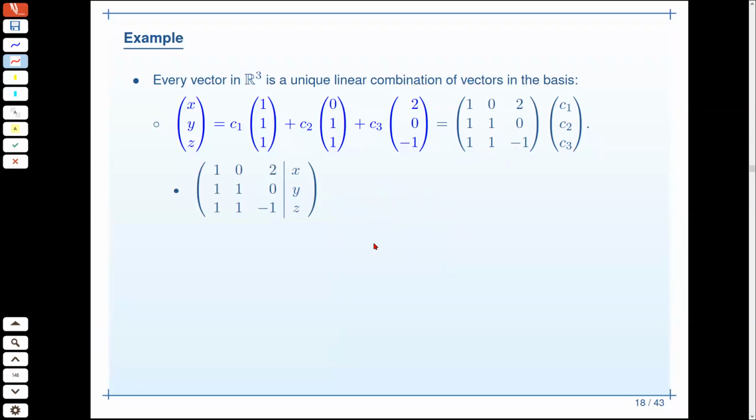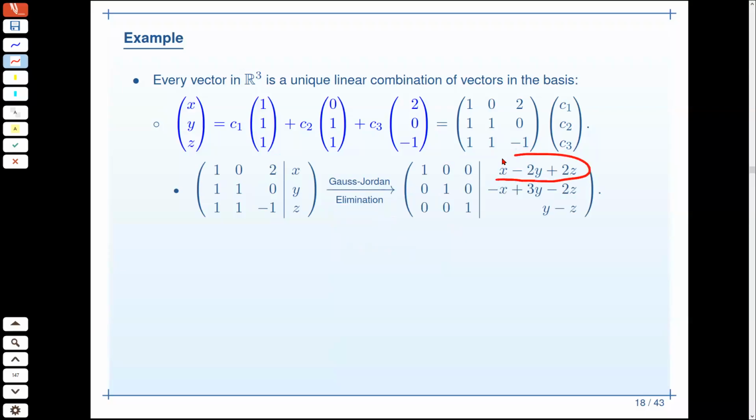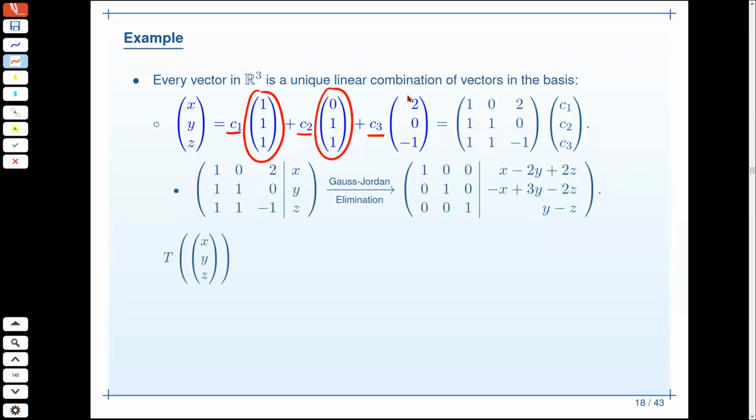Now what do we want? I want to know what C1, C2, C3 are, so we need to solve the following linear system. Apply Gauss-Jordan elimination. C1 equals x minus 2y plus 2z, and C2 and C3 are here. So in other words, using linearity, T of (x, y, z) equals C1 times the image of (1,1,1) plus C2 times the image of (0,1,1) plus C3 times the image of (2,0,-1).